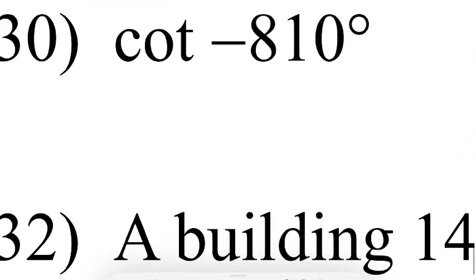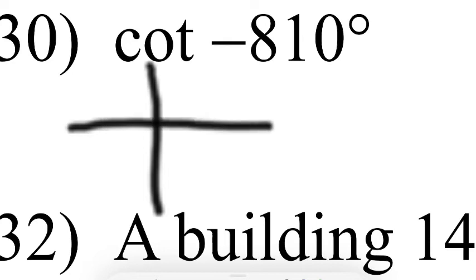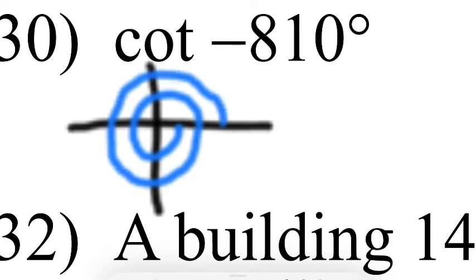Cotangent of -810, we can sketch this. So we go around twice, and it's negative. 1, 2, and then you go -90, so right here.